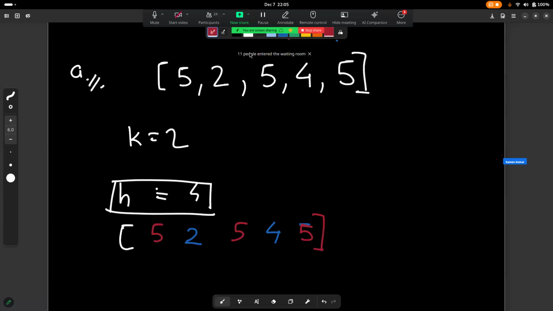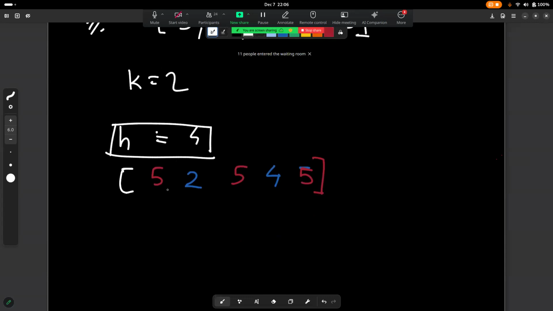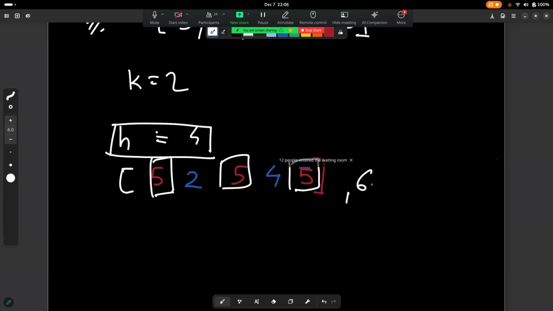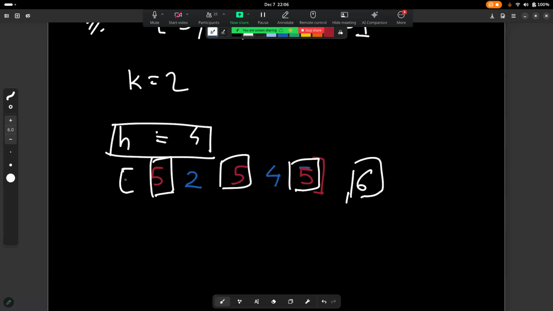So basically, h is a valid number with respect to this array because all elements in nums that are greater than h are equal. That is, 5 is greater than h, 5 is greater than h, and 5 is greater than h. If we had another element, say 6 in this array, then even 6 would be greater than h, and h would not be valid.